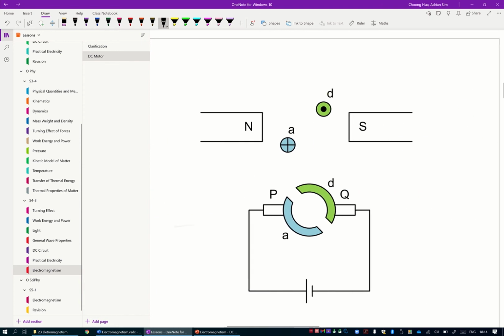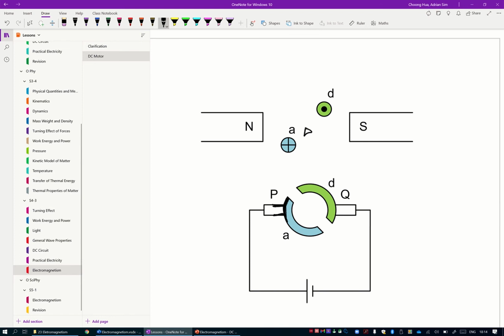Here, it continues to turn anti-clockwise. Again, this is the pivot, right? Continue to turn anti-clockwise. And as long as there's contact between the carbon brush and the commutator, the current will continue to flow in the coil.